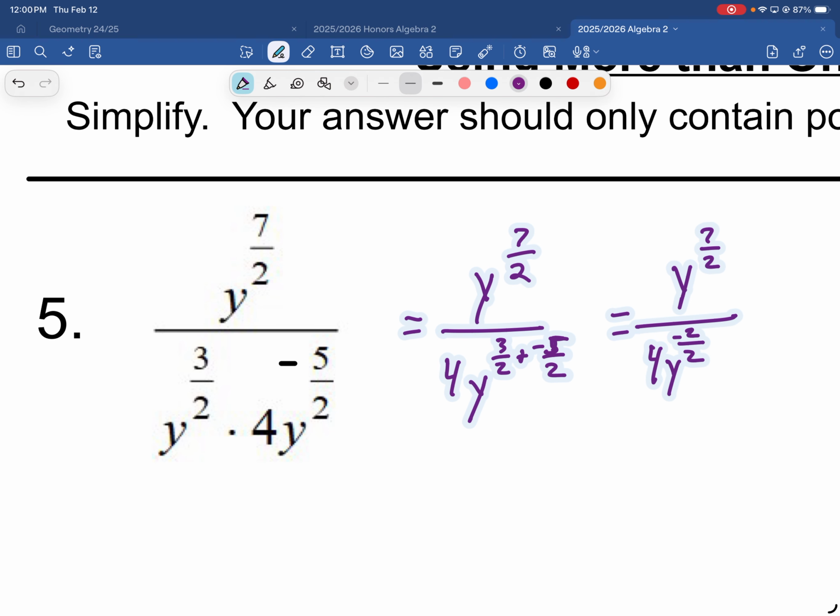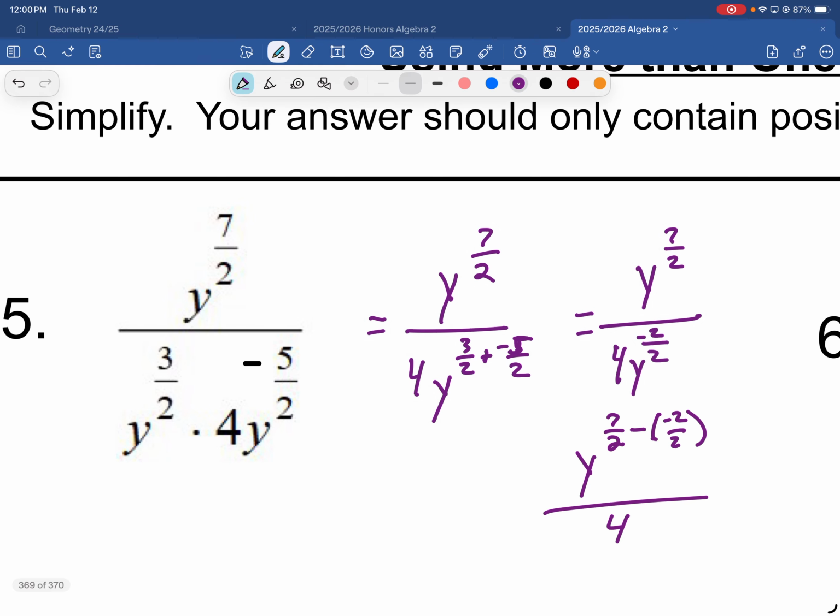So now we deal with the division. When you divide, you subtract. So that's going to be y to the 7 halves minus negative 2 over 2, all of that over 4. 7 minus negative 2 is? Thank you. 9 over 2.